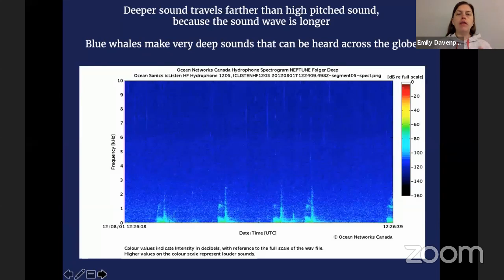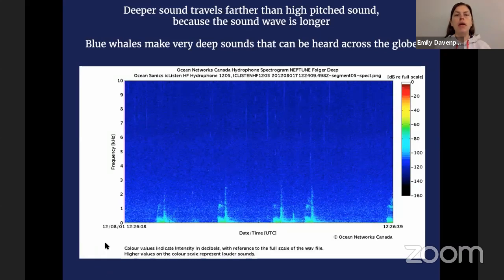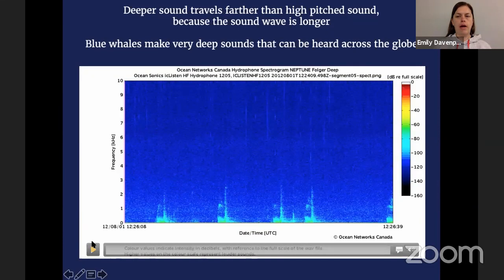And because deeper sound travels farther than higher pitched sound, because of that longer sound wave, a lot of animals make very deep sounds, in particular ones that might live far from each other but need to communicate. So for example, this is a blue whale. This is the graph of the blue whale, but I'm going to play the blue whale sound because they make very deep sounds that can be heard across the globe because they live very far from each other. They don't travel in groups usually. So they need to communicate with other members of their species. So here's a blue whale sound.